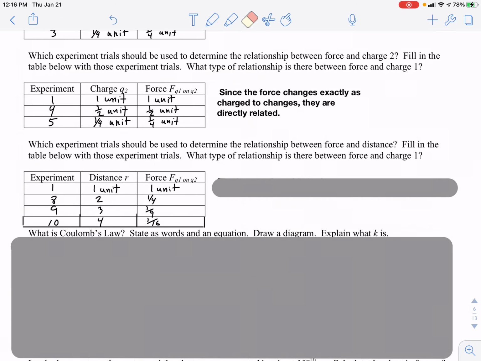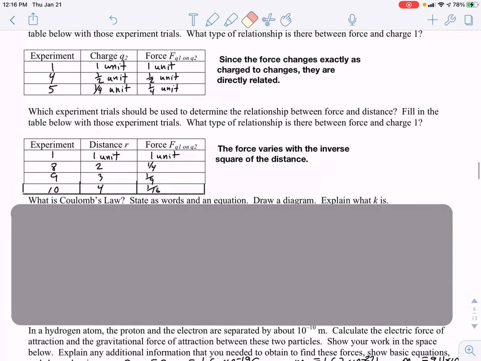Now, when it comes to changing the distance, we can see that with the base experiment 1 and experiments 8, 9, and 10, we are making the distance doubled and then tripled and then 4 times farther. We can see that the force goes down by a factor of 1/4 when we double it, by a factor of 1/9 when we triple it, and by a factor of 1/16 when we quadruple it, which means the force varies with the inverse square of the distance.